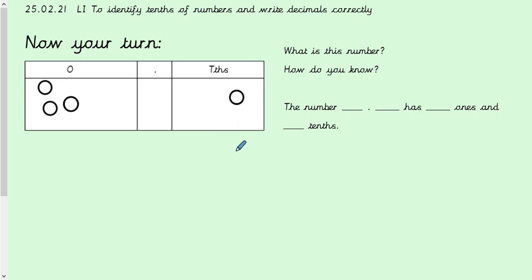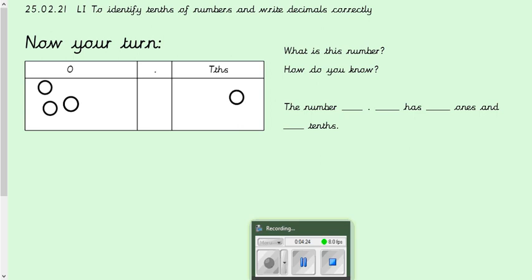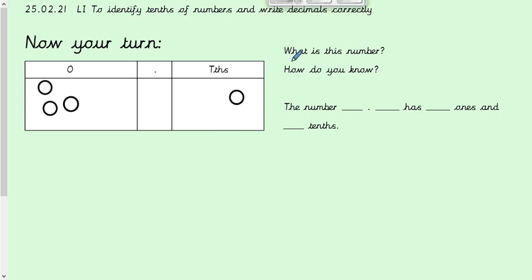What is this number, and how many ones and tenths are there? So pause the video, have a go, and then we'll go through it together. So there are 1, 2, 3 ones, and there is 1 tenth. Therefore the number is 3.1, and it has 3 ones and 1 tenth.